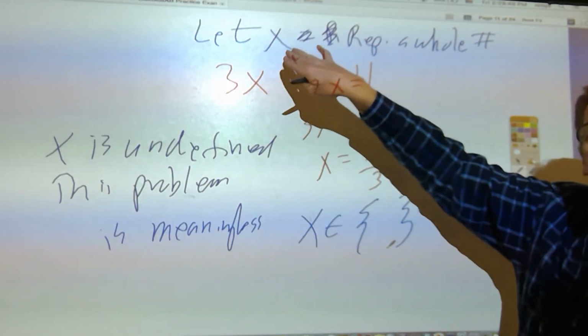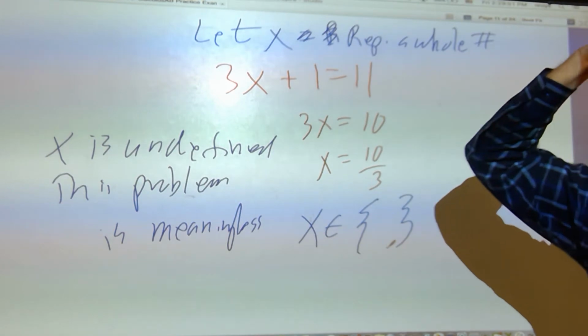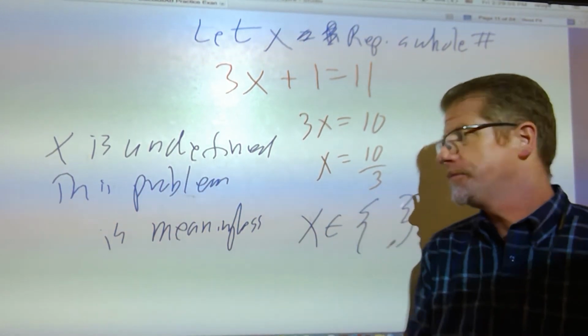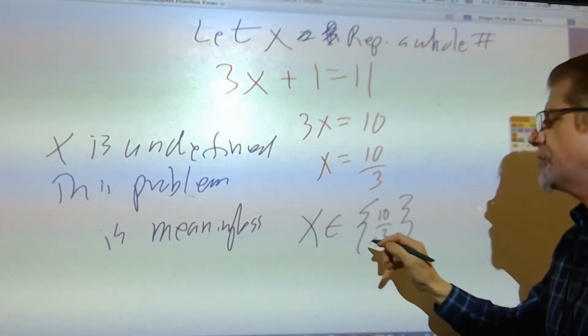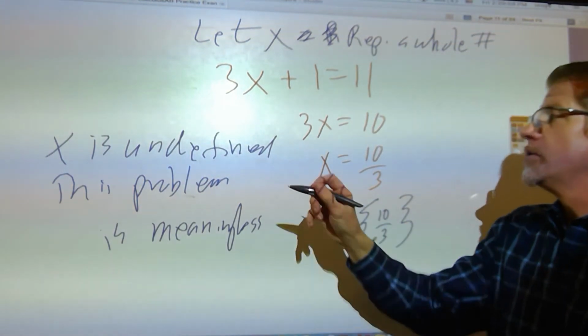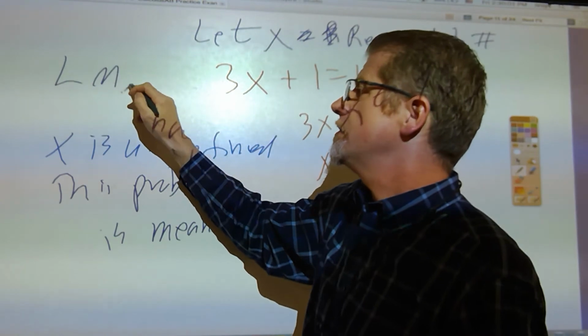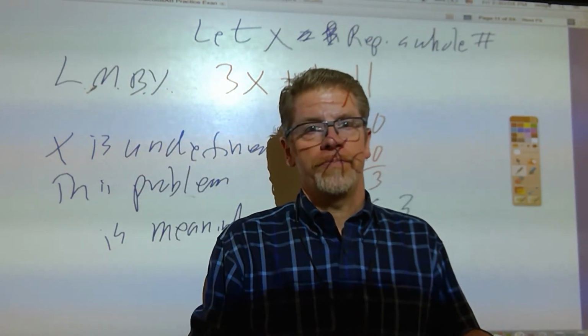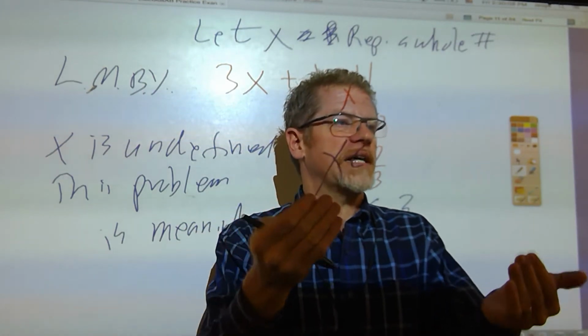What if we attach a different meaning to x using words? What if we say x represents a real number? Then what's the solution? Then we can say 10/3. The moral of the story here is LMBY: let meaninglessness bother you. Every symbol in mathematics should have meaning attached to it.